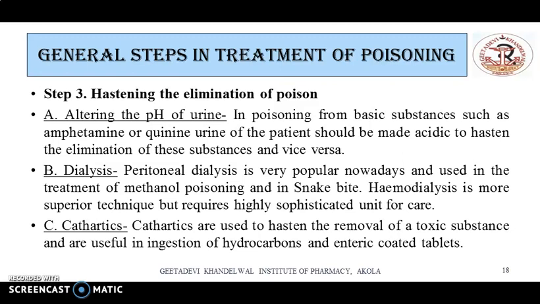Then cathartics. Cathartics are used to hasten the removal of toxic substances and are used in the ingestion of hydrocarbons and enteric coated tablets. Sodium sulfate is a frequently used cathartic. Cathartics are the agents or compounds which increase the evacuation of the bowel.